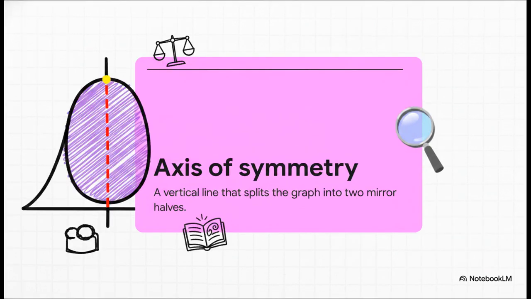Next up, we have the axis of symmetry. Imagine drawing a perfectly straight vertical line right down the middle of your graph, cutting straight through that vertex we just talked about. This line basically splits the graph into 2 perfect mirror halves. So the really crucial takeaway here is that whatever happens on the left side of this invisible line is perfectly reflected on the right side. It's the ultimate display of mathematical balance and order.